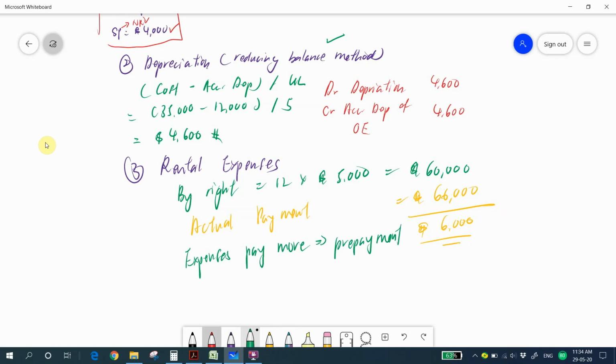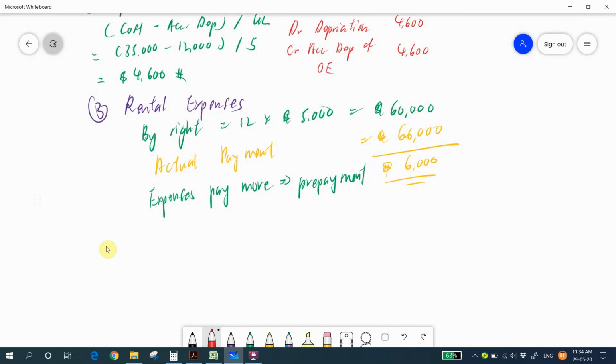And then we have to provide the double entry for your prepayment. The double entry for your prepayment will be debit prepayment and credit to your rental expenses, the amount 6,000.